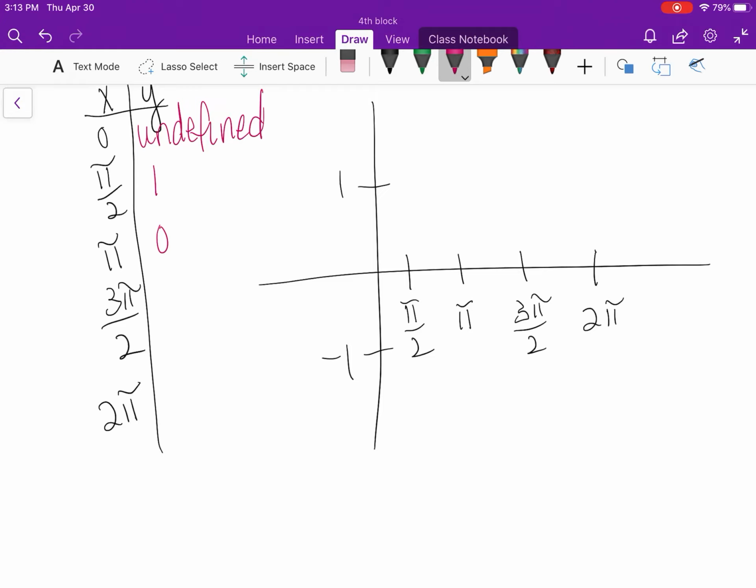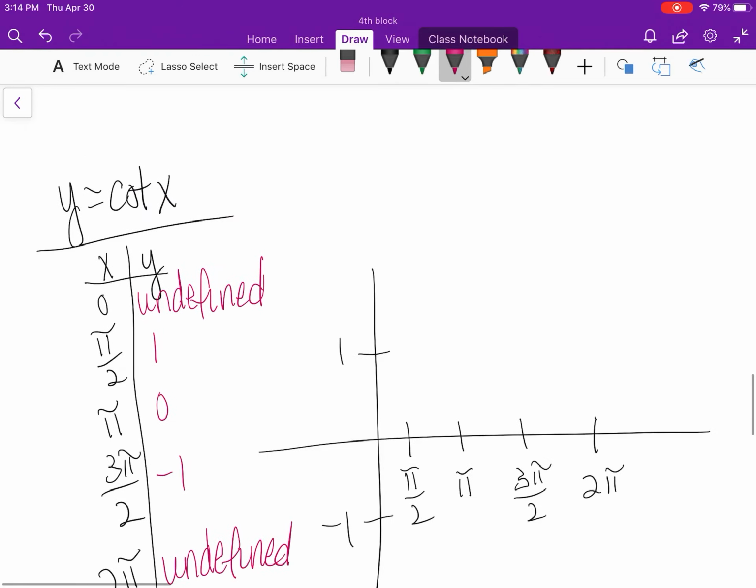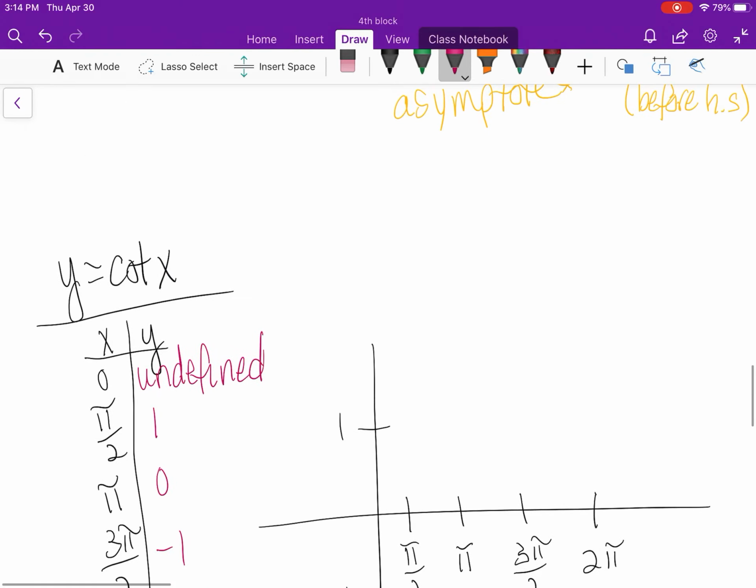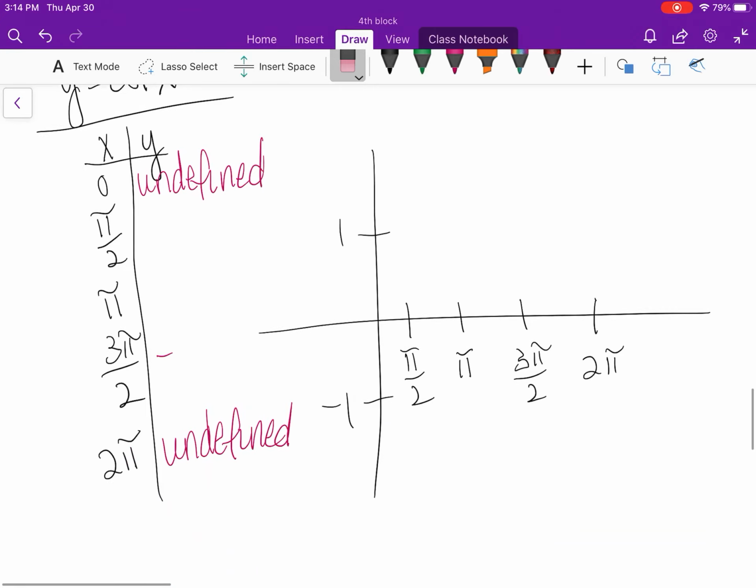Okay, and then at 3 pi over 2, what happens? Yeah, that's still negative 1. And at 2 pi, that's undefined again. I've messed something up here. What did I do? There's my mistake. Which was pi supposed to be? Actually, I got a lot of mistakes here, don't I?